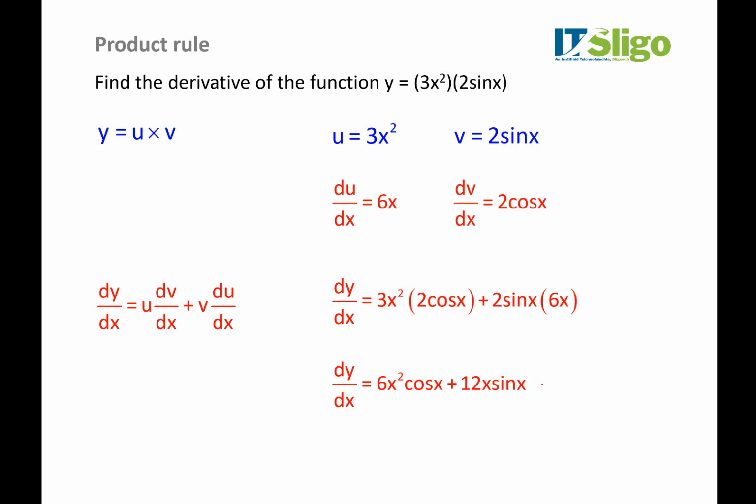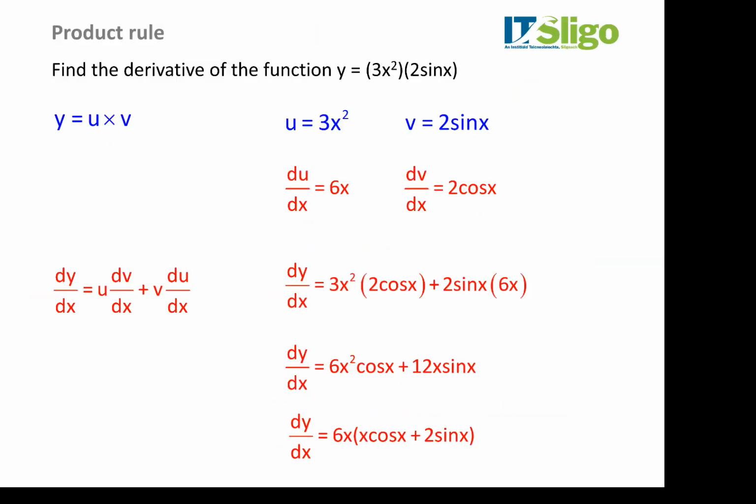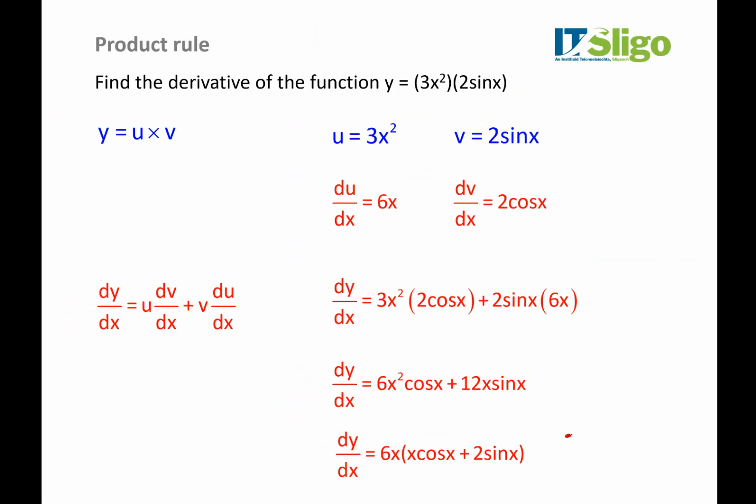So we take another look at the product rule now. Oh, sorry, I've forgotten there's a common term here. 6x is common to both of these, so we take it out. So this is just factorization. We looked at this in semester 1. 6x by x cos x, and then 6x by 2 sin x. So this is just the neatest way of writing that expression.